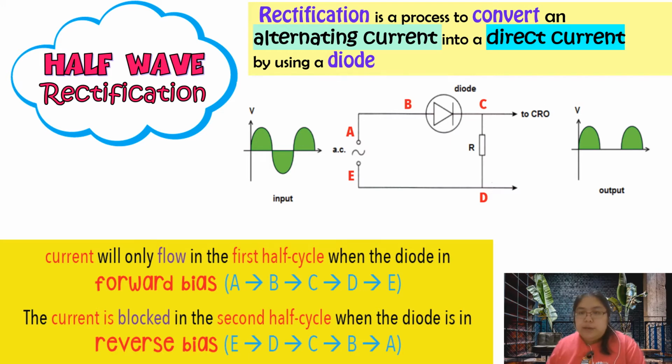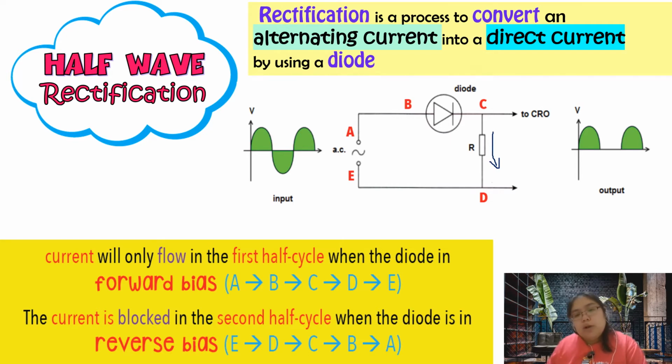From here we join with the CRO. CRO means cathode ray oscilloscope. Later we show the display of the wave. After that it passes to R. R is a resistor. When it passes through R, we find the direction is going down. After passing through R, it goes to D, and after that goes to E.